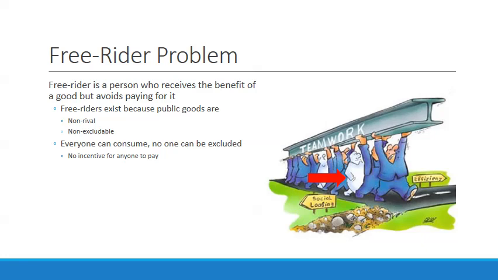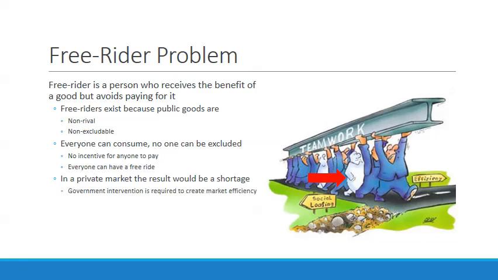Think about it like this. If you were told that you could either pay $29 for some common good, or get it for free, people are going to take it for free. That's how this ends up working: there's no way to establish a price, so it's just given away as a public resource and a public good. So everyone can have a free ride. In a private market, the result will be a shortage. With no way to set a price, everybody wants this resource, but not enough people could get it. So it would result in shortages within private markets, and the government would have to intervene to create market efficiency.